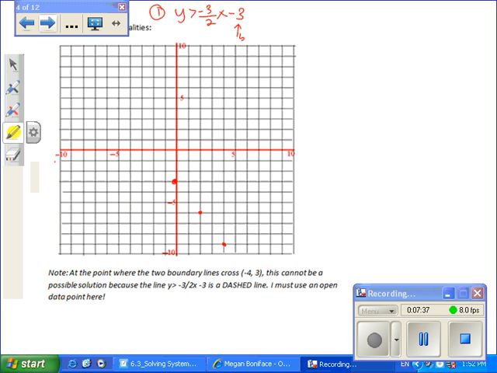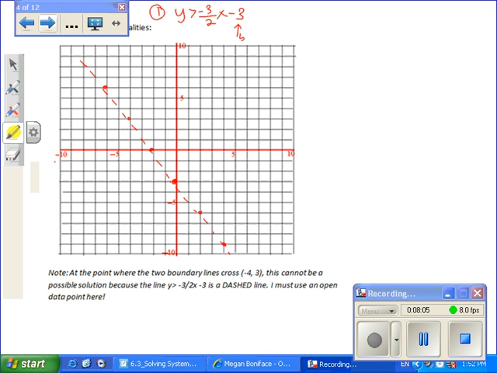If I want to go backwards, I'm just going to do the reverse of the slope. So I'm going to go up 3 and back 2. Put a data point. Up 3, back 2. Up 3, back 2. There's enough points there. Now I can connect them with my dashed line. Remember we said that will be a dashed line because it's a strict inequality.